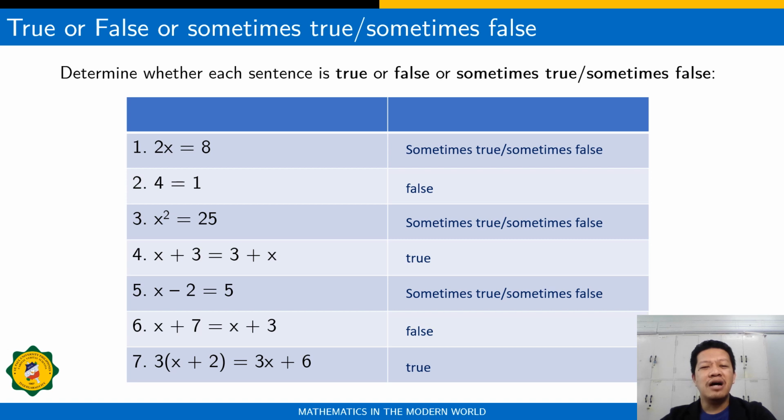Okay, and then how about number 4 and 7? Why are they called true equations? They are actually called identity equations because they are always true for any real number. So think of any real number that you will substitute for the variable x. The left side is always equal to the right side. And that's actually a true equation or identity equation. It is true for all real numbers.